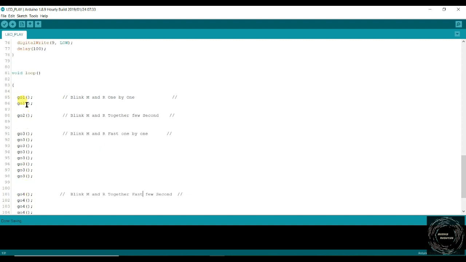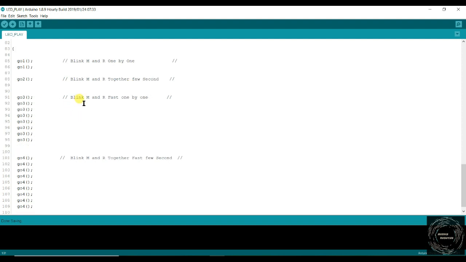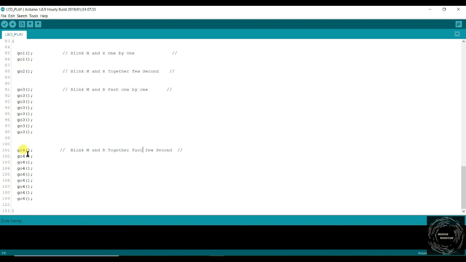Go1 blinks M and R one by one. The second function, go2, blinks M and R together for a few seconds. The third function, go3, blinks M and R fast, one by one. And the fourth function, go4, blinks M and R together fast for a few seconds.